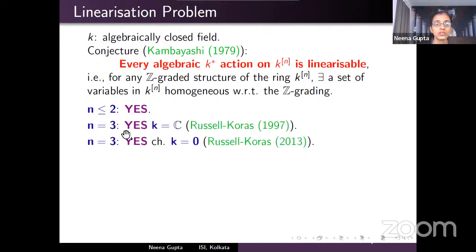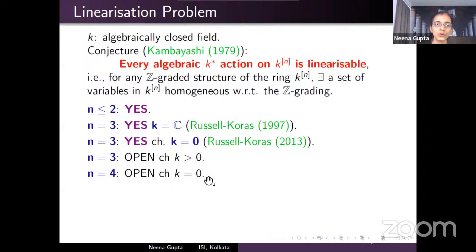The case n equal to 3 was highly non-trivial, and it has been the effort of many mathematicians, which eventually led to this solution for the complex numbers in the affirmative, and it was then generalized by Russell and Koras to a field of characteristic 0. For positive characteristic, I discussed Asanuma's ring. You have to think about the case m equal to 1. This is an open problem.